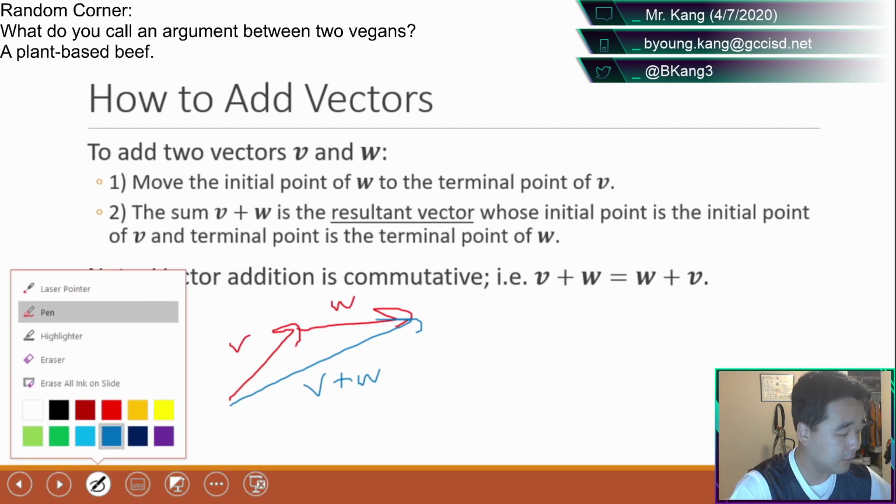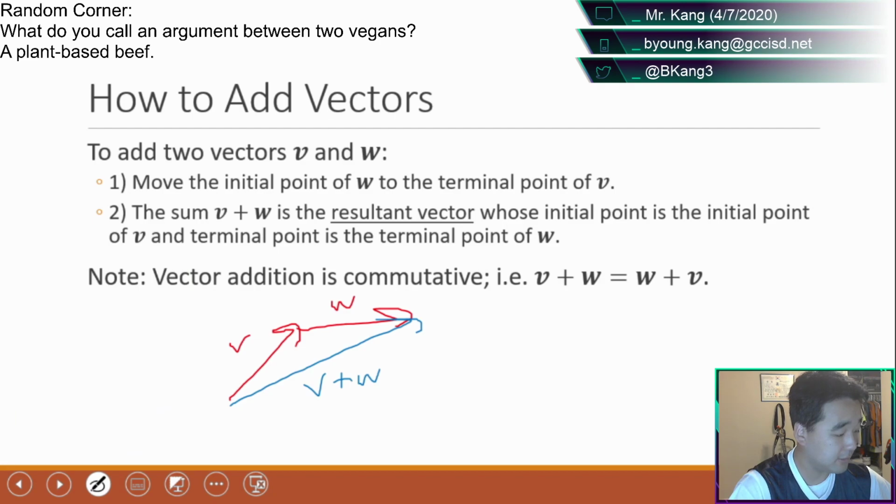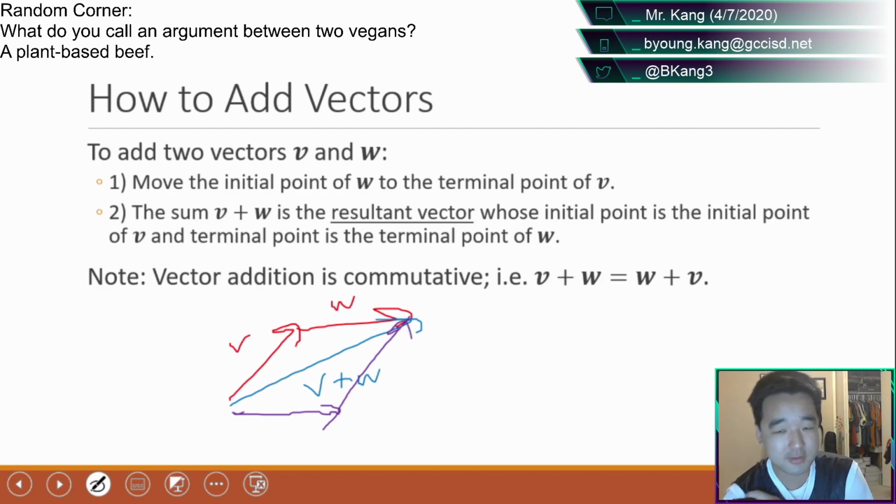And then the note there at the bottom, addition is commutative. So if you had gone w first, then v, see how you still end up with the same blue arrow, you still end up with the same resultant. You're allowed to add vectors in whatever order you want.